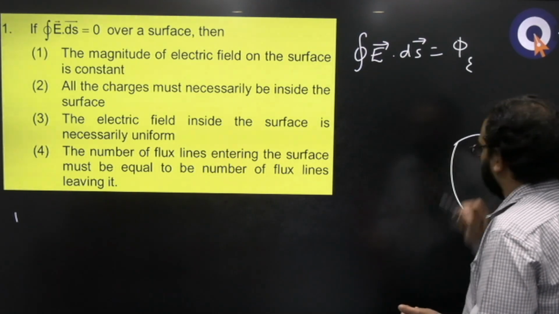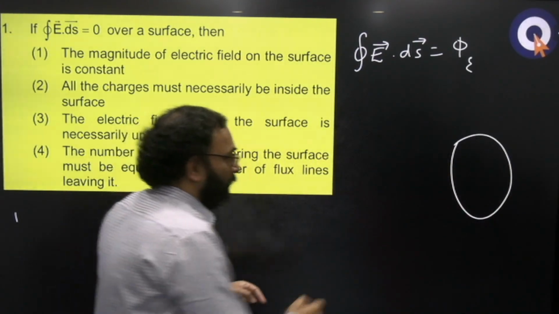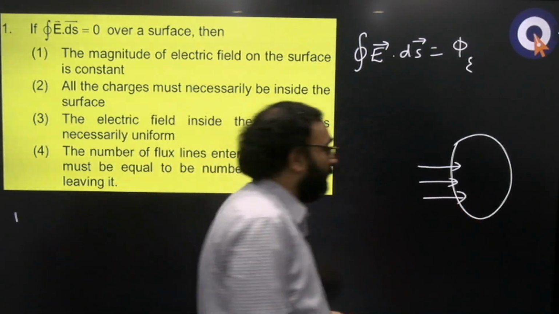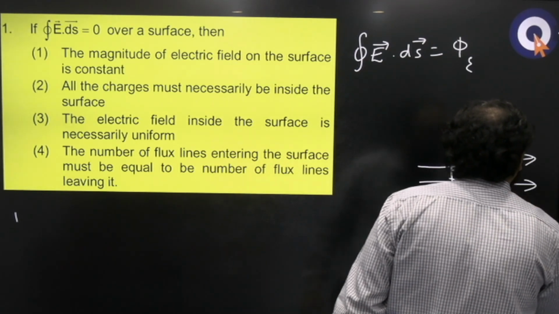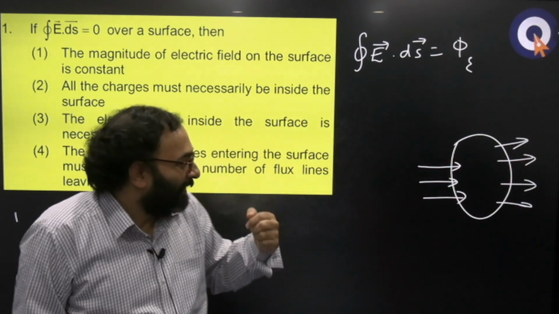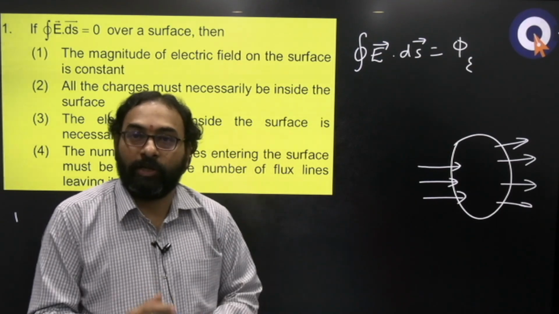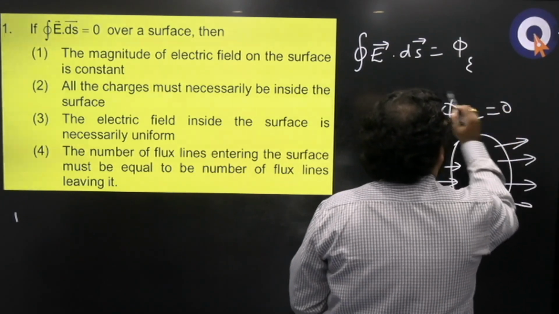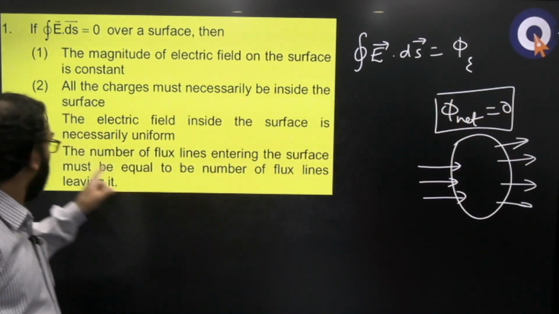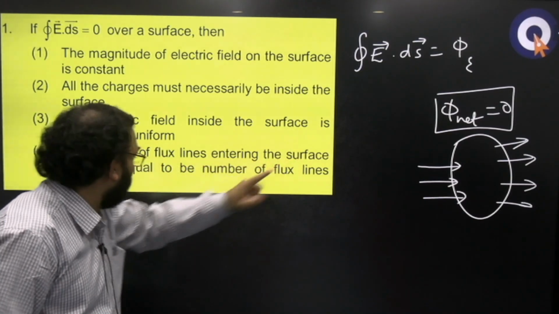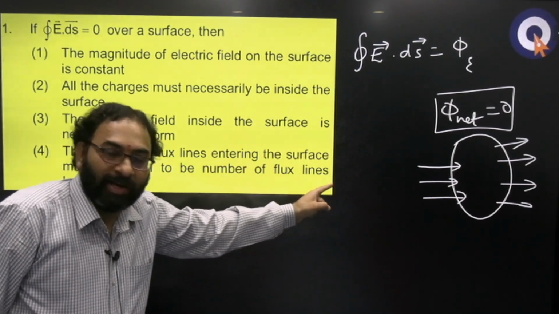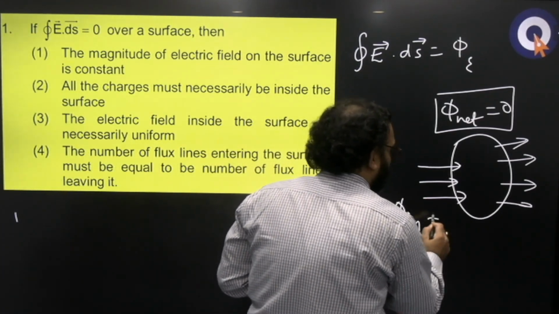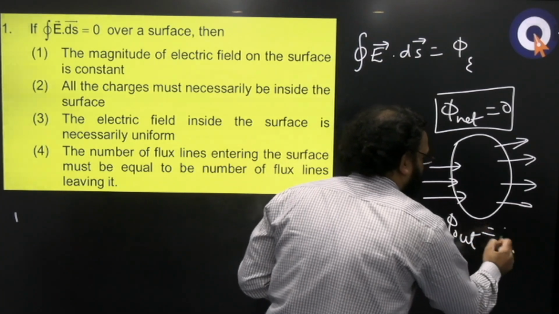Let us consider a surface, an imaginary Gaussian surface. If the number of electric lines of force entering is equal to the number of electric lines of force leaving the surface, which means the net inward flux is equal to the net outward flux, then we can have the net flux equal to 0. So the conclusion is that the number of flux lines entering the surface must be equal to the number of flux lines leaving. So inward flux plus outward flux equals 0.